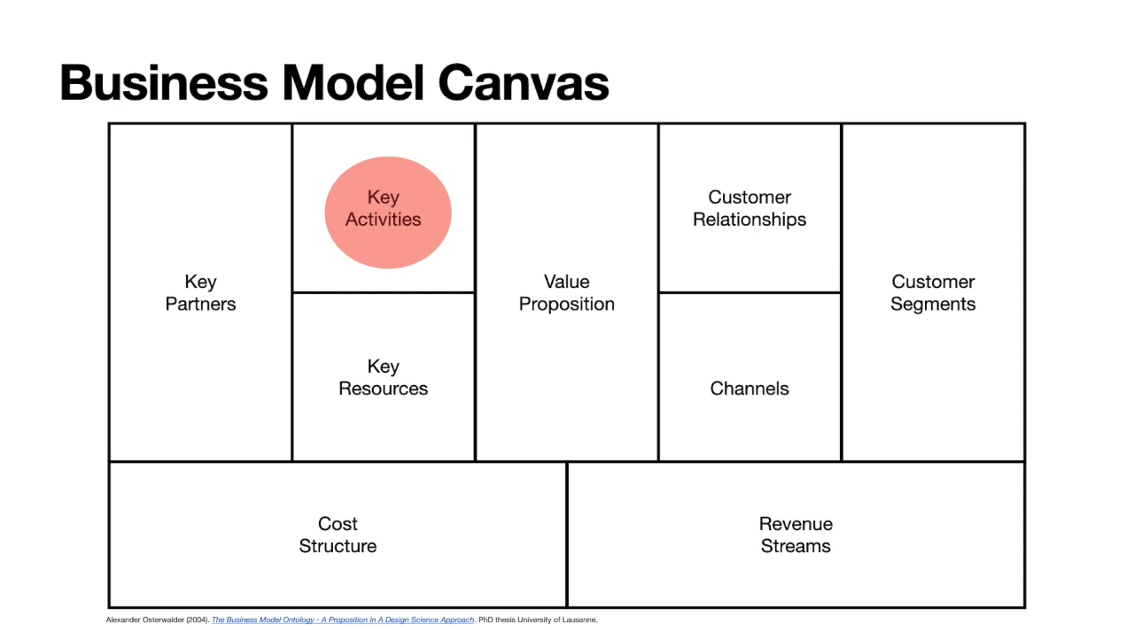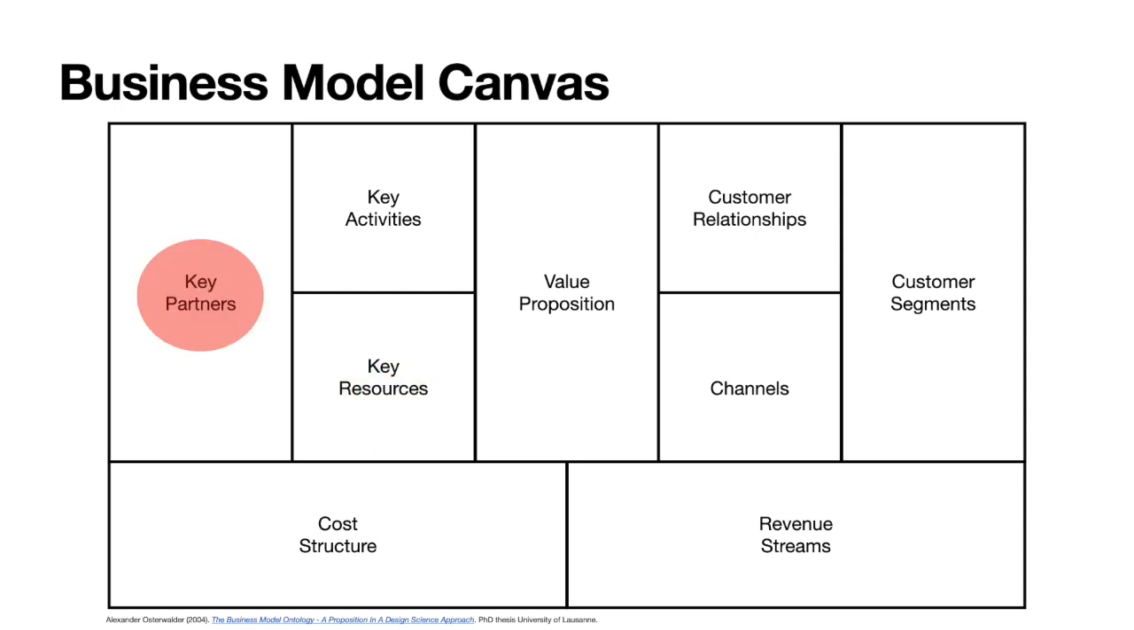The key activities are the activities that need to be executed in order to deliver the value proposition. What activities do you need to do in order to deliver the value proposition to your customer segments? Key resources are the resources that you need in order to deliver the value proposition. If the value proposition is to be the best biker hotel in the world, you need some real estate. You need a hotel. In digital models, resources can be data or IP that you can use.